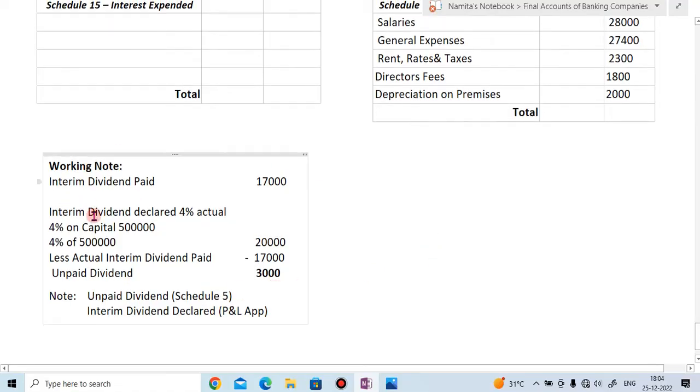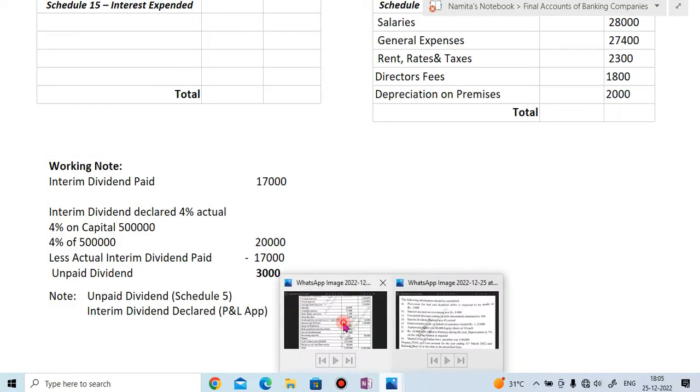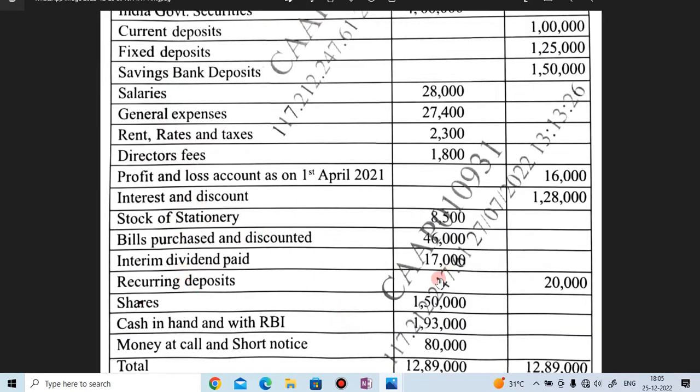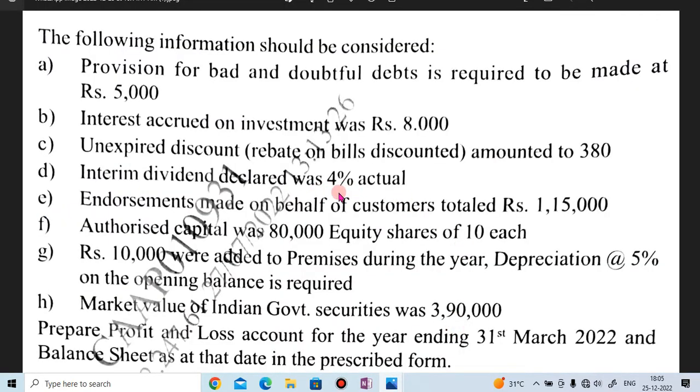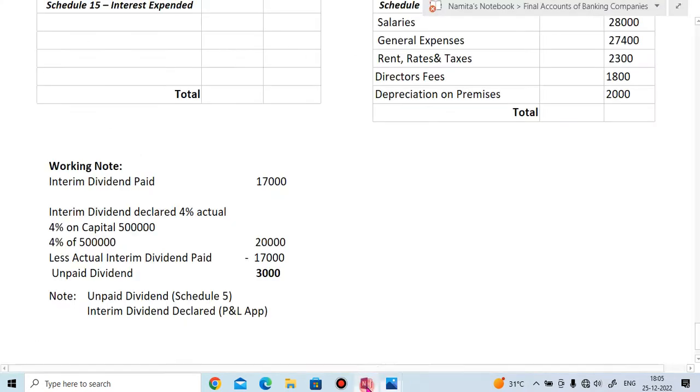Now see here in the working note, okay, interim dividend paid. How much actual dividend is paid in the trial balance? It is given how much? 17,000, okay. So write here interim dividend paid 17,000. Now interim dividend declared in the adjustment, how much is declared? 4% is declared, okay. So interim dividend declared 4% actual.